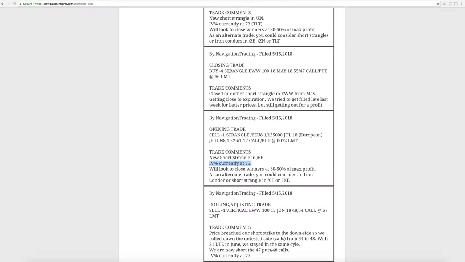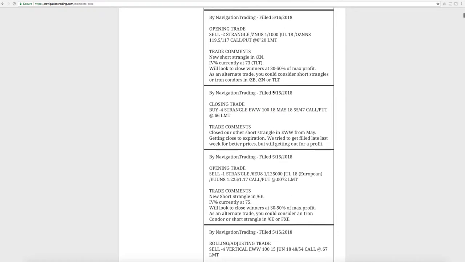Next trade was a closing trade in EWW. So we still had this May EWW strangle on. I typically don't like to hold that close to expiration. I was trying to get filled earlier in the week and didn't get filled, kind of ran away. So with it getting closer to expiration, we just closed it out. Still booked a profit, not quite as much as I wanted, but still booked a profit on that trade.